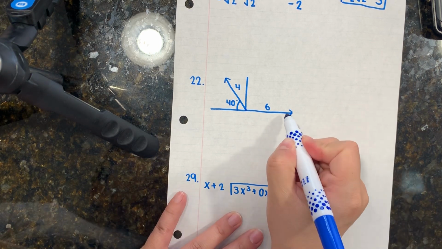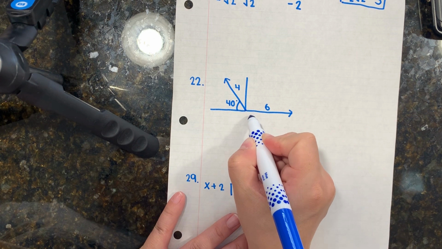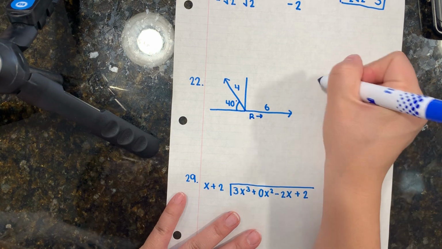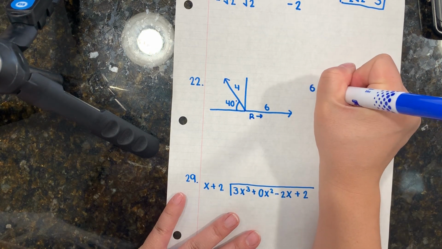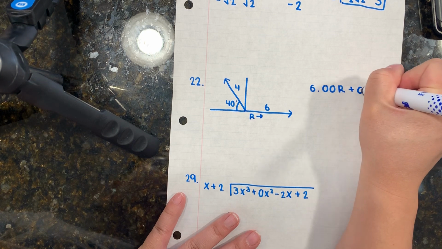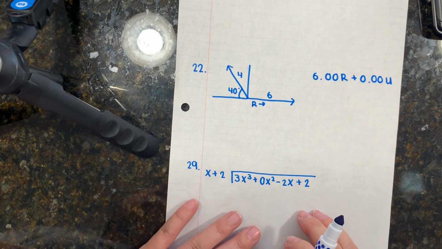So the first thing that I'm going to do is identify this piece right here. Now this is going to the right of the origin, and it's not going up or down. So that means that I'm going to identify that this is going 6.00 spaces to the right and 0 spaces up or down. So plus 0.0 u.